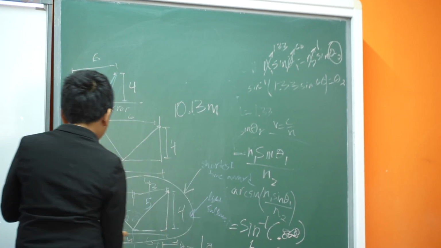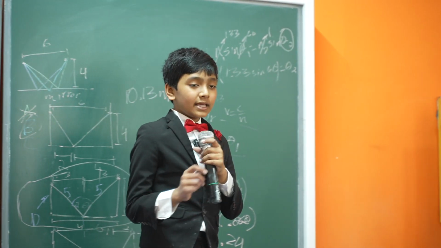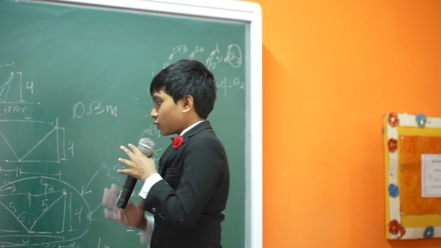Light does indeed have a brain. It wants to choose the shortest path. Now, obviously, it doesn't literally have a brain, but this is what's known as the path of least action. It always wants to take the shortest distance.